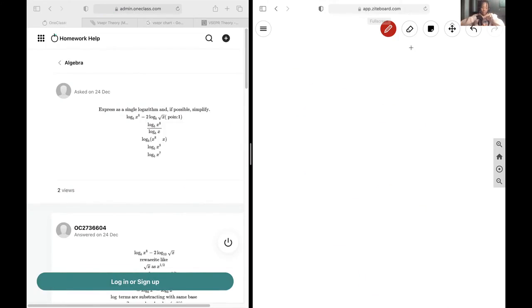Okay, next up, we want to express as a single logarithm and if possible simplify. So let's first write down the logarithmic properties we can see we will need. We'll be using log a of b to the power of c is equal to c log a of b. And we're going to be using it in this direction.